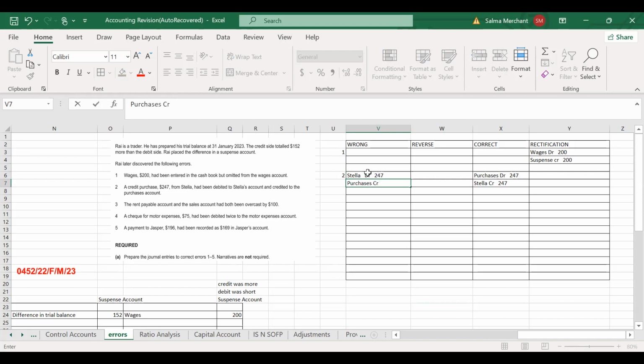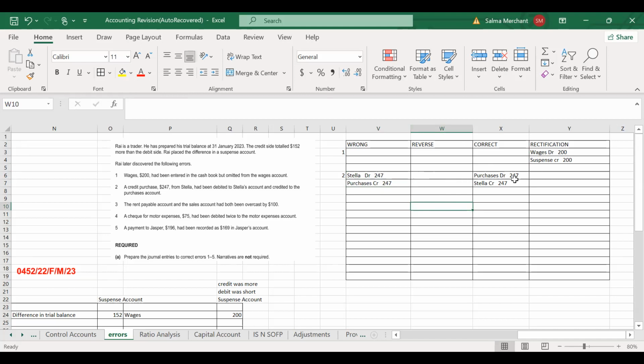So can you tell me the name of the error? Correct entry is purchases debit, Stella credit. You did wrong: Stella debit, purchases credit. What is the name of the error? Complete reversal. So this is the wrong that you did.